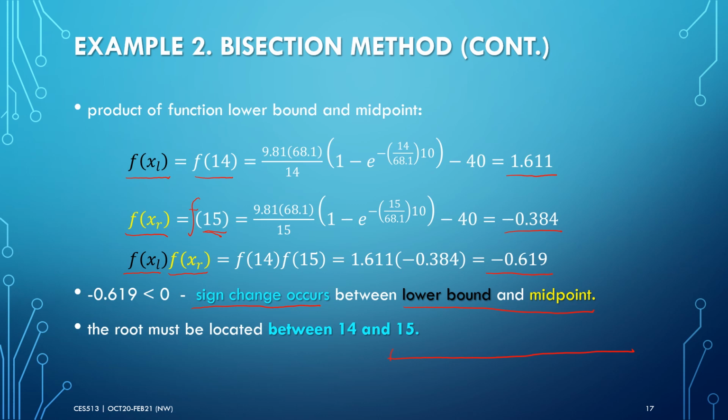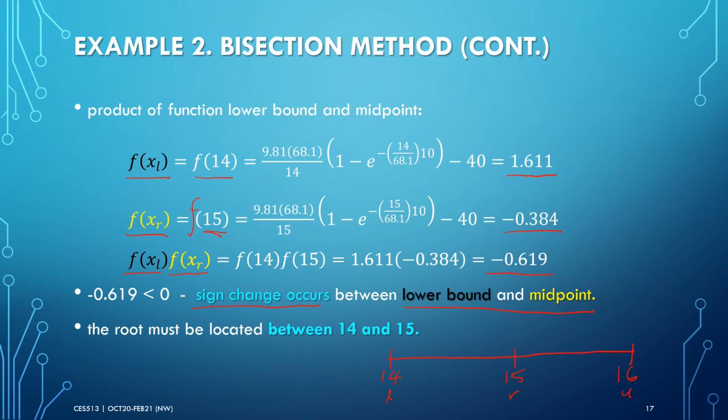So the lower bound is 14 and the upper bound is just now 16. Okay, and then we get the estimated root of 15. This one is the lower bound, 16 is the upper bound, and 15 is the estimated root.